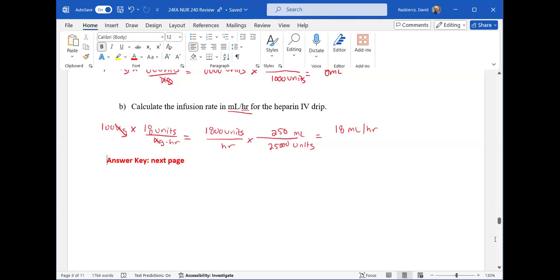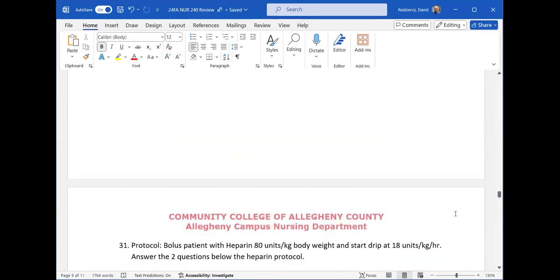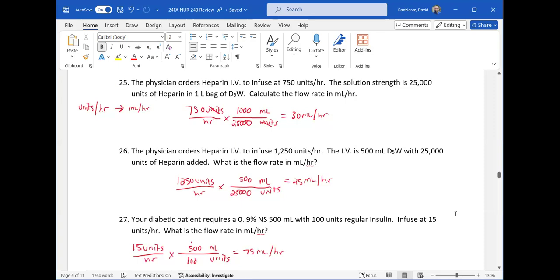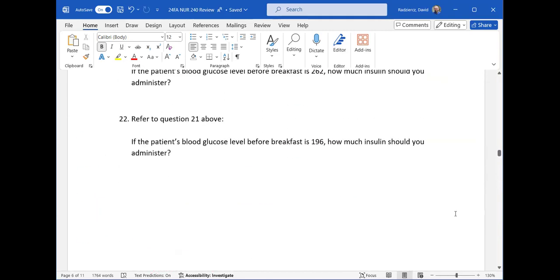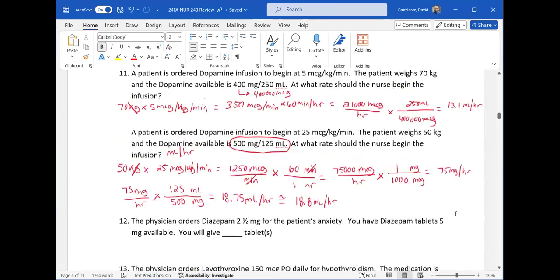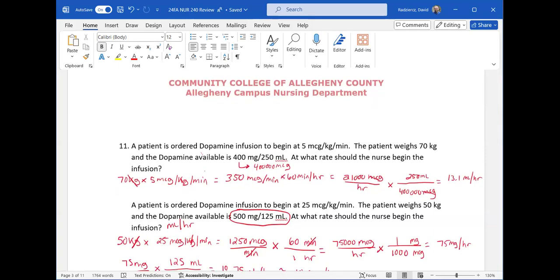All right, so let me double check. Thank you for bringing that up. Let me just double check on number 11. Did you remember to convert minutes to hours? That might be where you're getting the 22 from. Let me just double check. So 5 times 70 times 250 divided by. Yeah, so you're probably getting 0.22. And then when you multiply that number by 60, that's where you get the 13.1. So I don't think you're getting 22. I think you're getting 0.22.